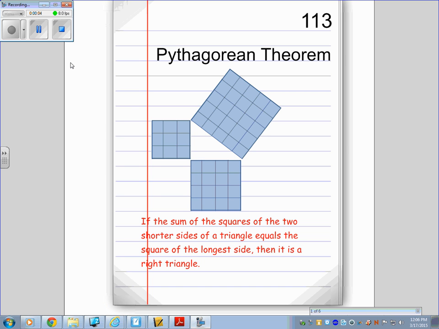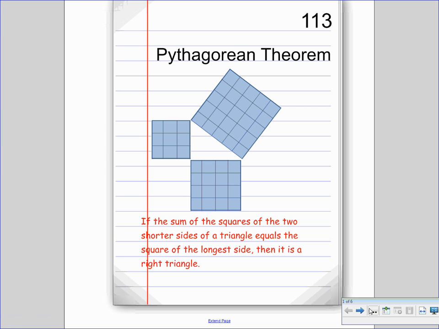Yesterday, we learned the first part of the Pythagorean theorem, that if the sum of the squares of the two shorter sides of a triangle equals the square of the longest side, then the triangle is a right triangle. In other words, if a squared plus b squared equals c squared, then we have a right triangle.